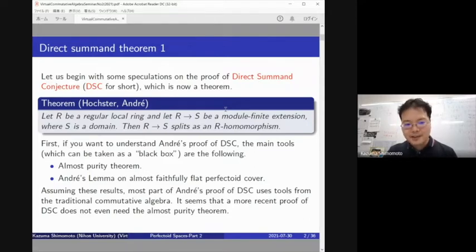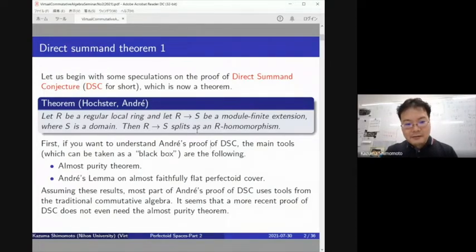If you don't know much about regular local rings, you can think of something like a polynomial algebra over Z localized at some prime ideal. So let R be a regular local ring, and then we take a map from R to S to be a module finite extension. Namely, I'm assuming S is an integral extension over R such that S is a finitely generated R-module. And then I also assume S is a domain. Then R to S splits as an R-homomorphism. So this is the statement.